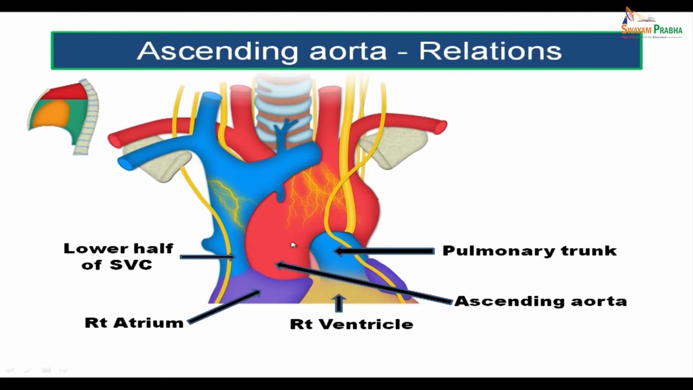Behind the ascending aorta, you also find a pericardial sinus. This is the transverse sinus, along with the superior surface of the left atrium. They form the posterior relation of the ascending aorta. So, these are some of the relations of the ascending aorta.